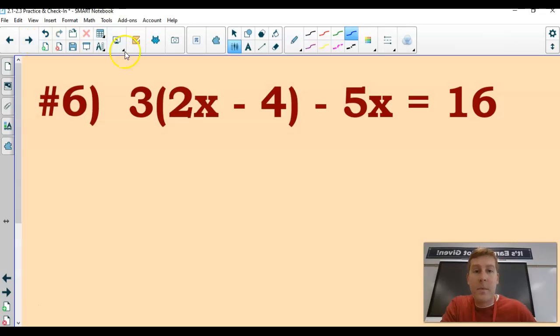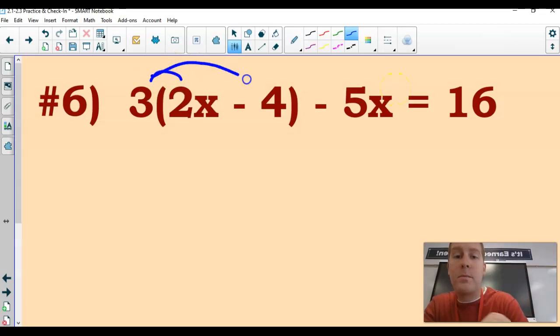And our last one, okay, again, we want to simplify both sides first. So in this case here, see how this 2x is inside this grouping symbol? When something's inside a grouping symbol, we can't just combine it with something not in a grouping symbol. Because I have this 3 on the outside, that has to be multiplied into my grouping symbol first. So our first step is to distribute that 3 to both terms inside our parentheses.